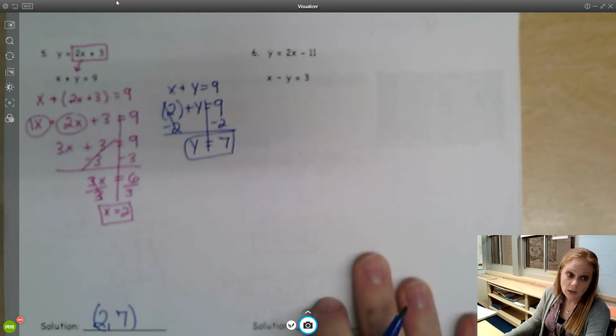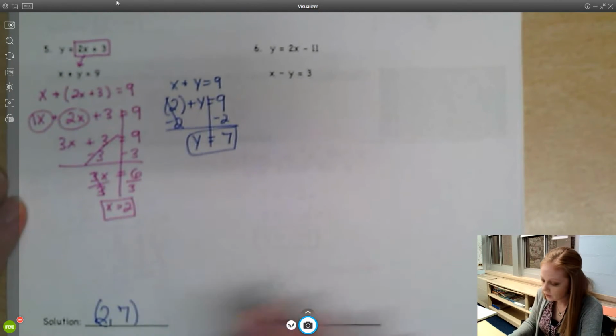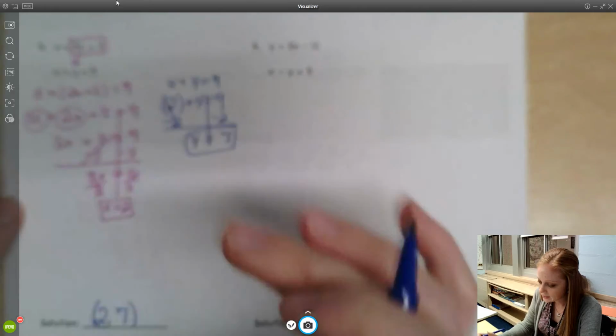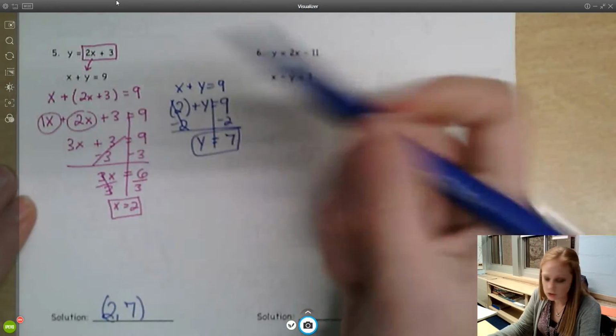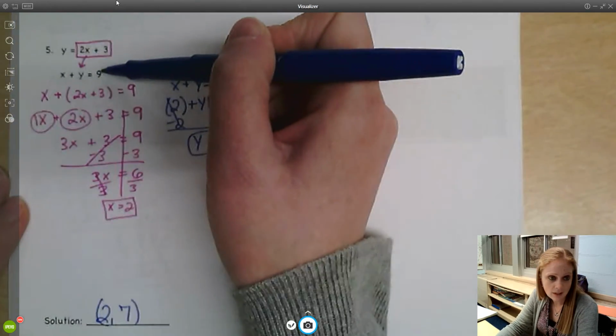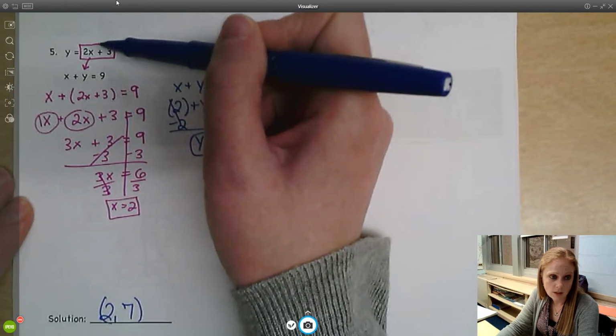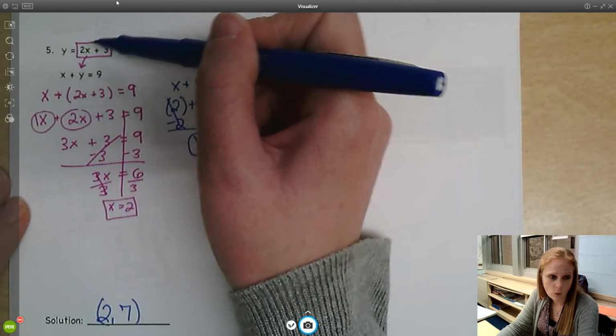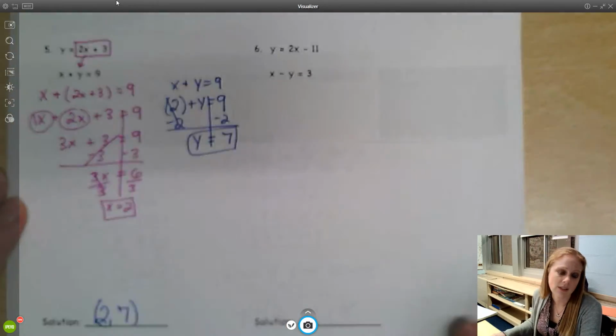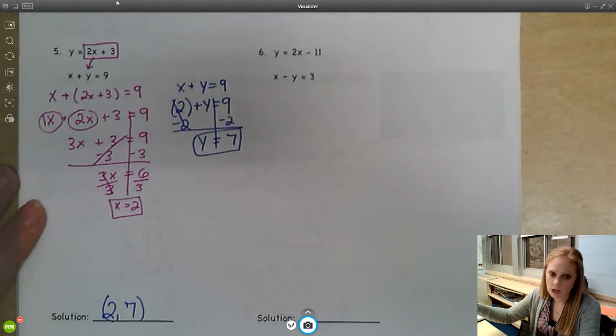And again, you can check by plugging that back in. Plug in the 2 wherever you see an x, a 7 where you see y, and see right away 2 plus 7 is 9. And then for this one, 2 times 2 plus 3 is going to give you, let's see, 2 times 2 is 4, 4 plus 3 is 7, so it gives you that 7. So you can definitely check them.